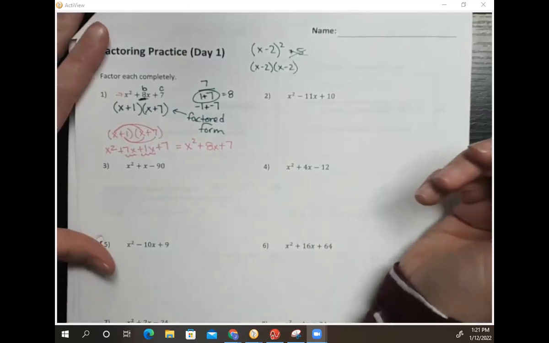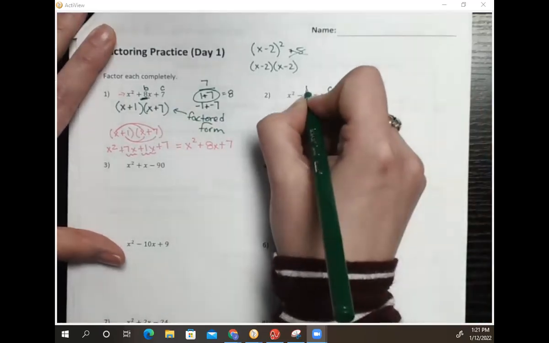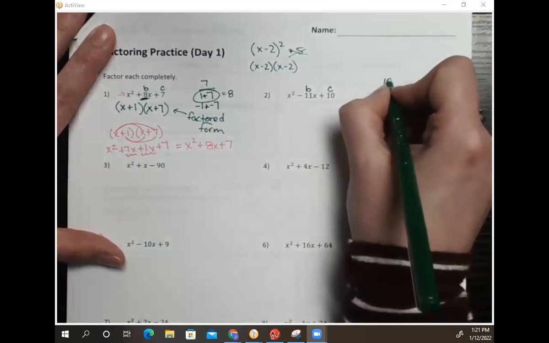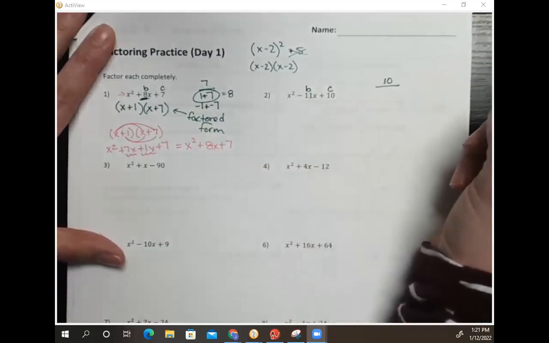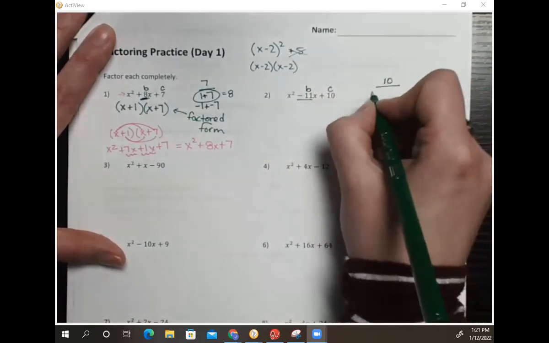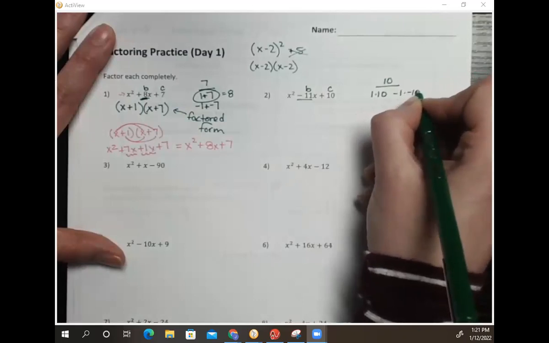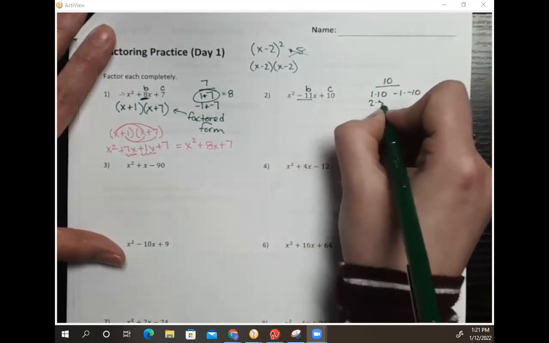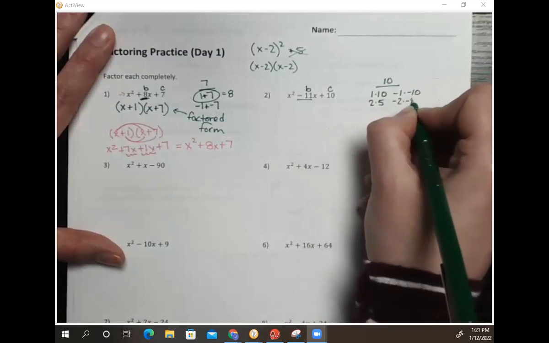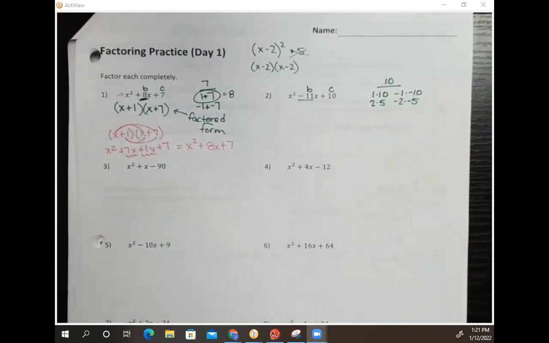Okay, so we're going to keep going here. Number 2, same idea. I want factors of C that add to B. So I want things that multiply to give me 10. If I added them instead, I would get negative 11. So to get 10, I could do 1 times 10 or negative 1 times negative 10. I could also do 2 times 5 or negative 2 times negative 5. That's it. Those are all the factors of 10. Which of them could I add instead to get negative 11?